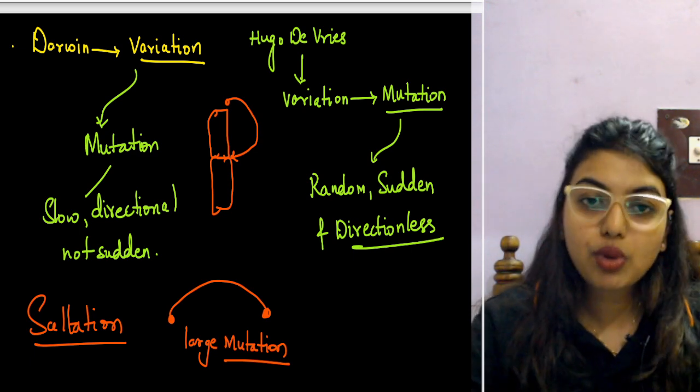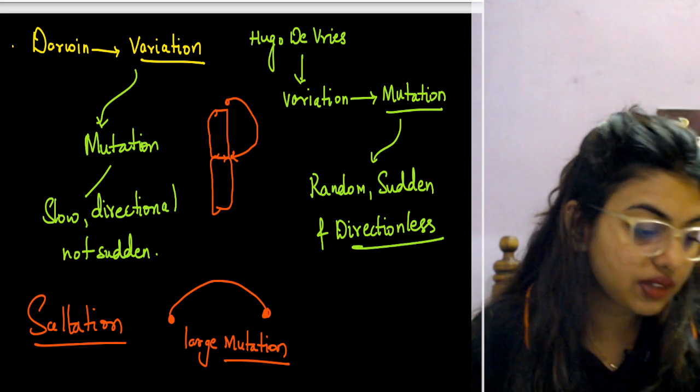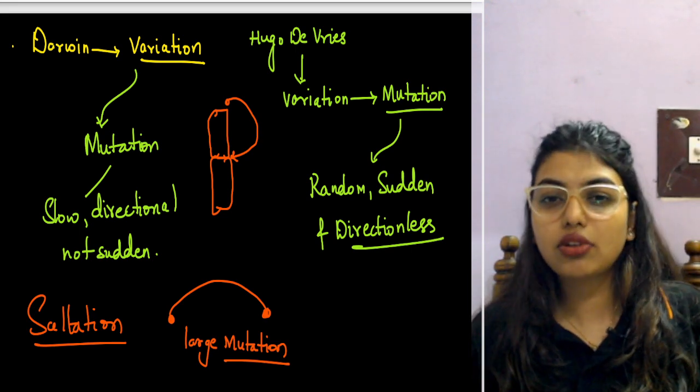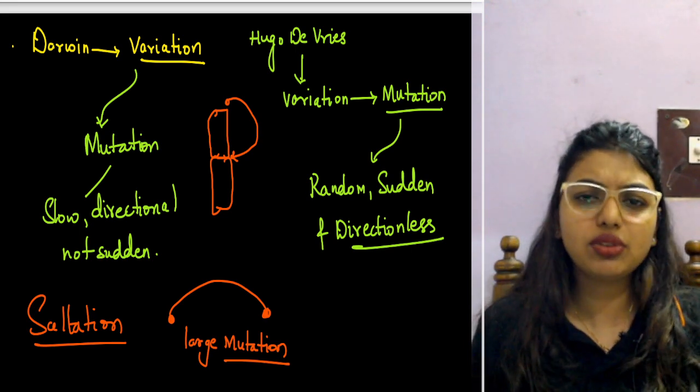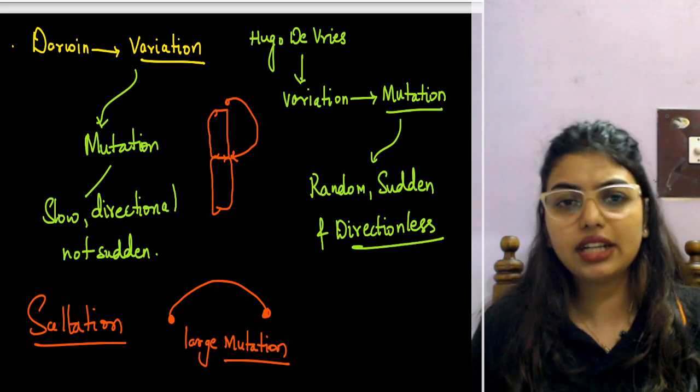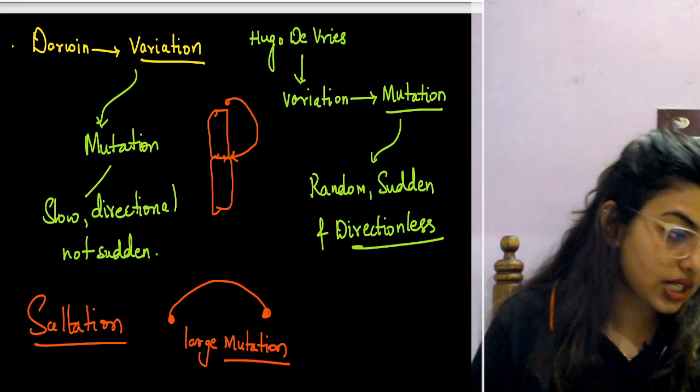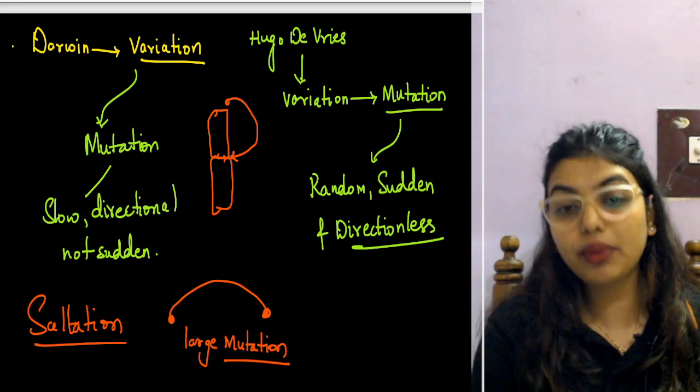This was what Darwin and Hugo de Vries had to tell. Like an argument, we could say. Okay, it was like an argument. Why? I'll tell you, because Darwin told that variation happens, but he never told how variation happens.